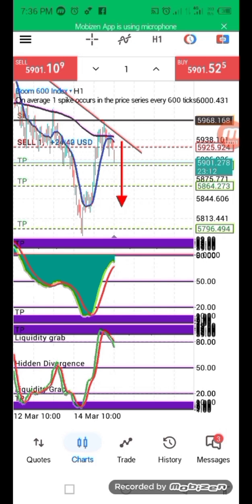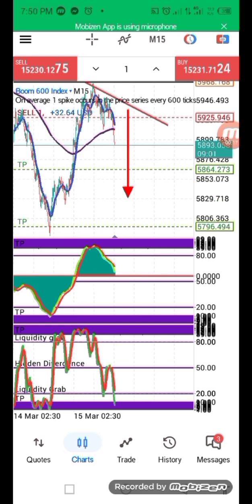So far, so good. TP1 in a bit. Okay, TP1 has been hit. So I'm going to update the group that TP1 has been hit.